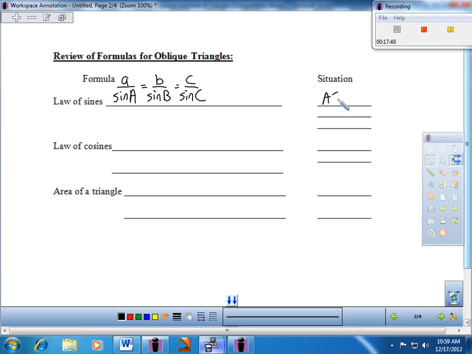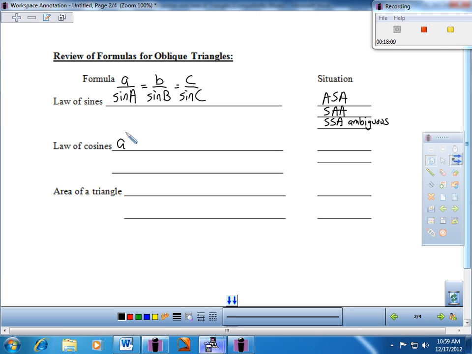And there were 3 situations that we saw them, everybody. ASA, SAA, and then SSA. This was the one that was ambiguous, if you remember. So that was the one that we had to kind of deal with, not necessarily getting one definitive triangle.